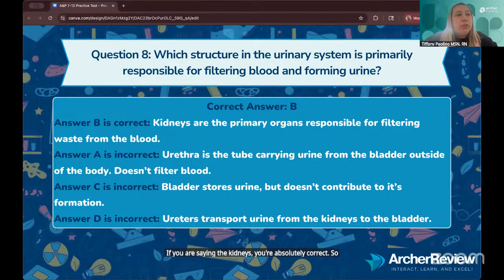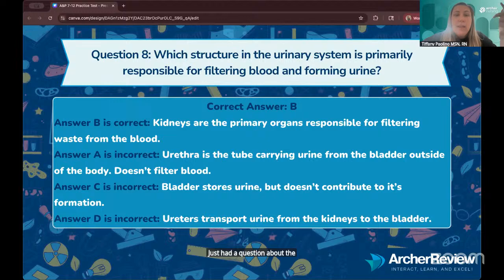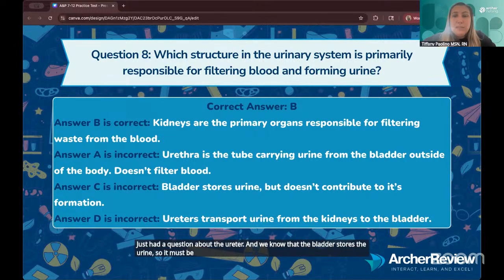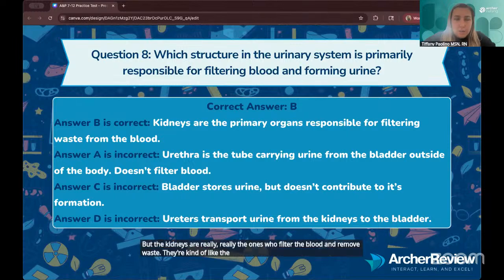A good way to rule out what the answer is: we just had a question about the urethra not too long ago, just had a question about the ureter, and we know that the bladder stores the urine, so it must be the kidneys, right? That is one test-taking strategy. But the kidneys are really the ones who filter the blood and remove waste. They're kind of like the strainer.